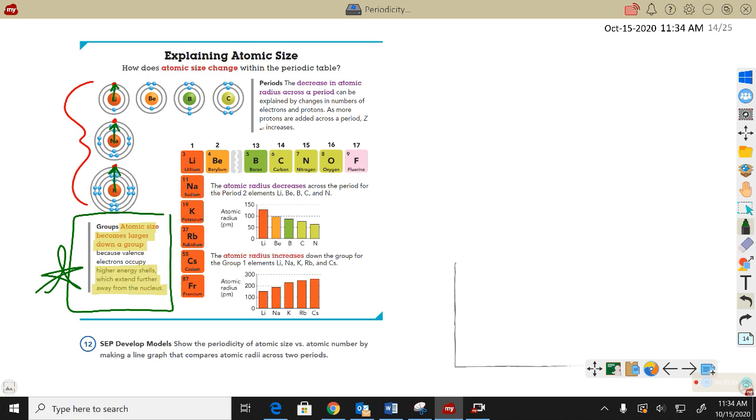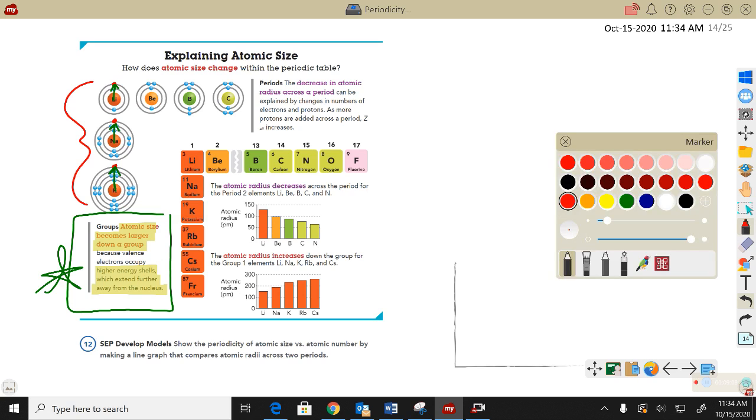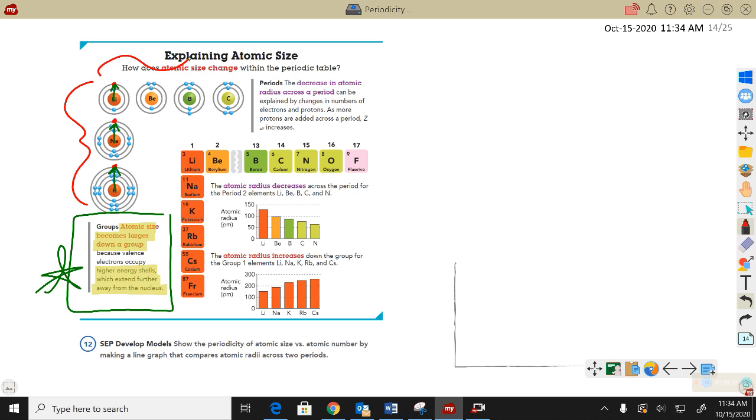Going across. If I go across, they give me an example of lithium, beryllium, and then we'd skip across to the P block where we'd pick it up with boron, carbon, nitrogen, oxygen, fluorine. Here's an example of a few elements going across.